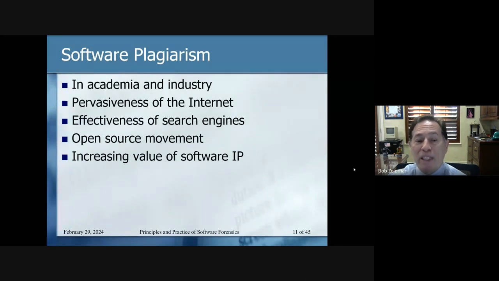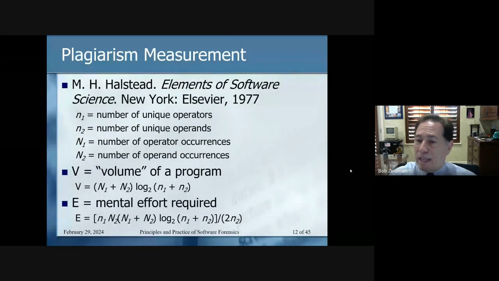The open source movement, in my opinion, has contributed to the copying of code because a lot of programmers don't understand what the limits are. Because so much code is given out for free, a lot of programmers have the idea that code isn't valuable, but it's the owner who has to give it out for free. You can't go take your employer's code, for example. And then the other thing is software has become so valuable over the years, it keeps increasing in value, that there's an incentive for copying code.